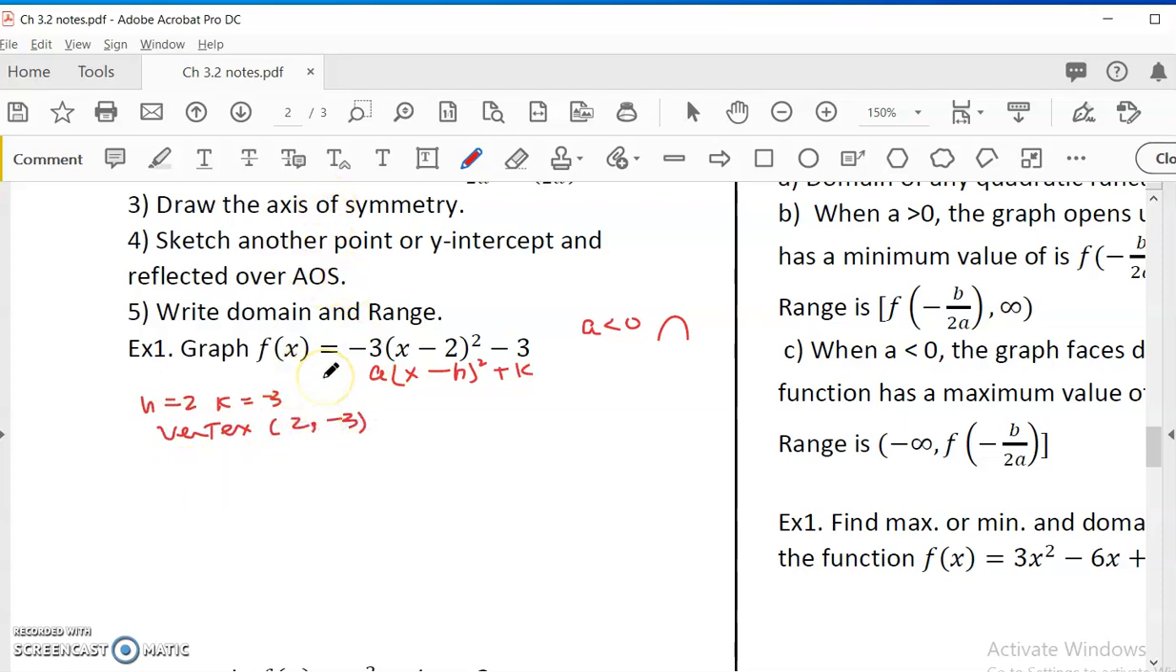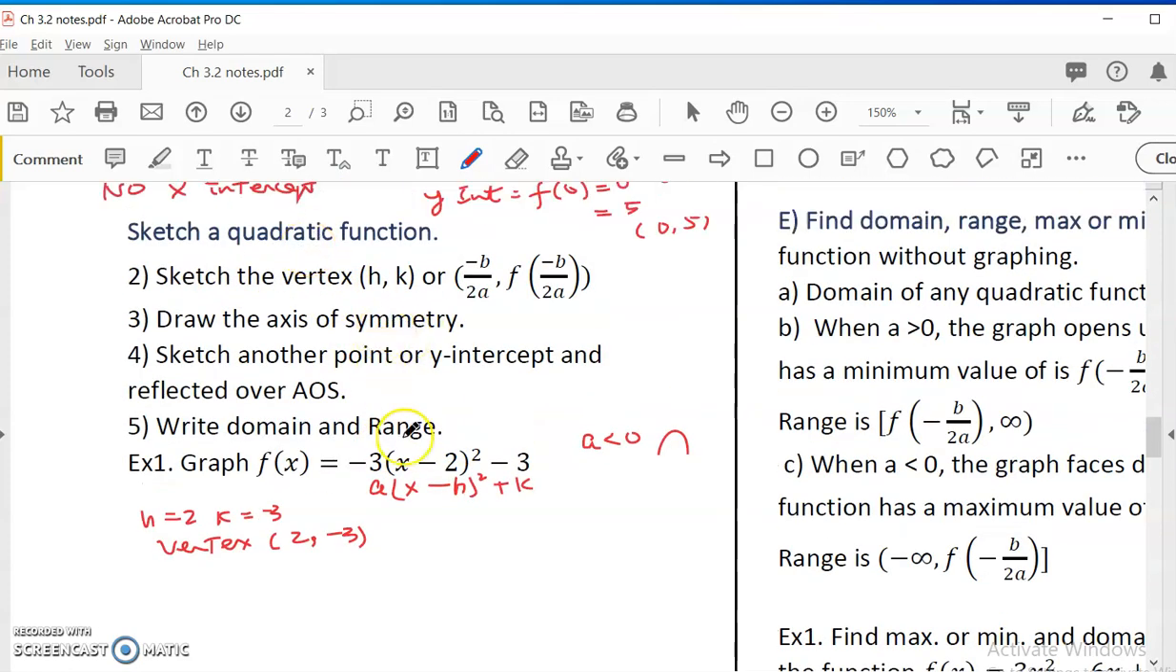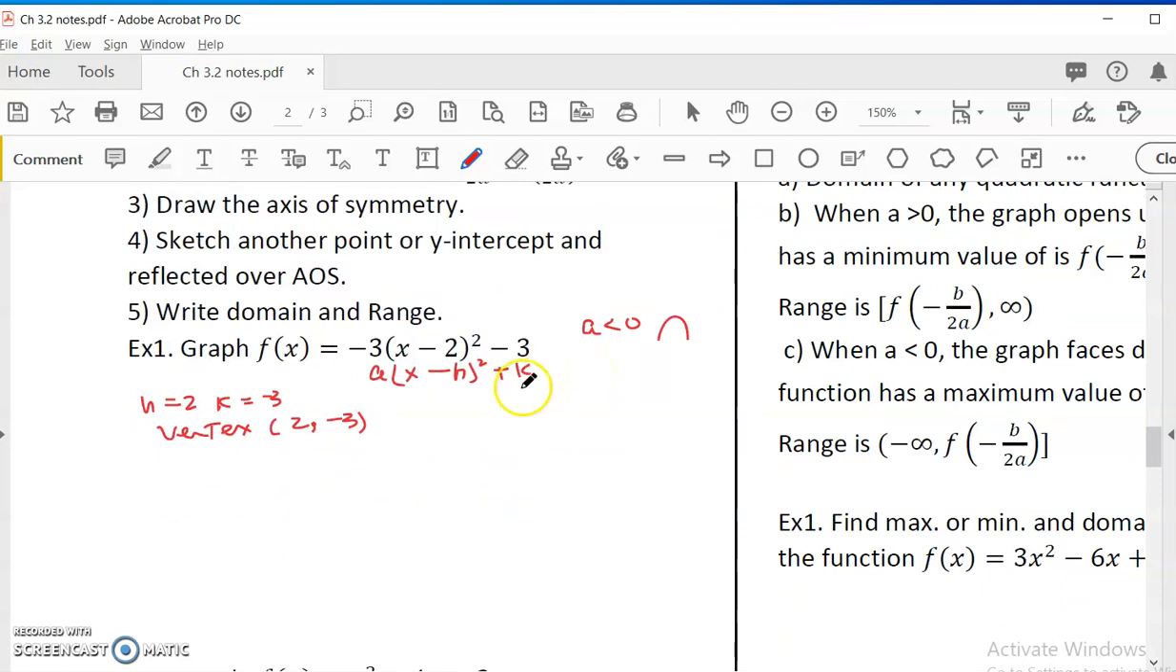So the process of graphing is, of course you have to solve negative b over 2a, and then you sketch the vertex, right? So we find the vertex. So now the first thing you do is 2, negative 3. Sketch this point, sketch the axis of symmetry, which is x equal to 2, right? AOS is x equal to 2.